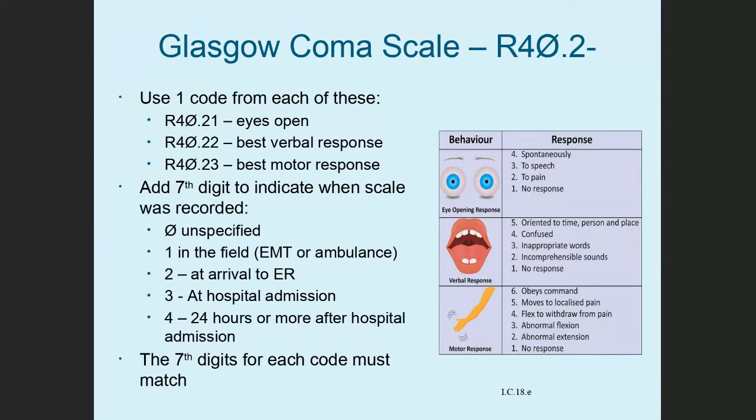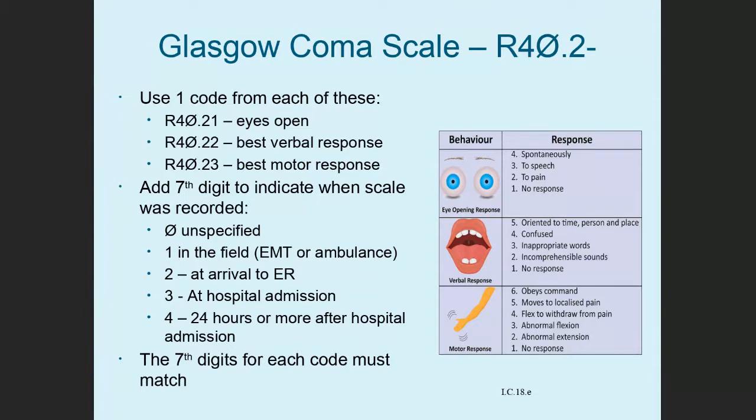So what you need to do to code this, assuming that you have the information, is one code from R40.21, one code for R40.22, and one code for R40.23. And then you're going to add a 7th digit. This is different than the other codes we're talking about today because it's not specifically for encounter, but actually more specific to encounter.